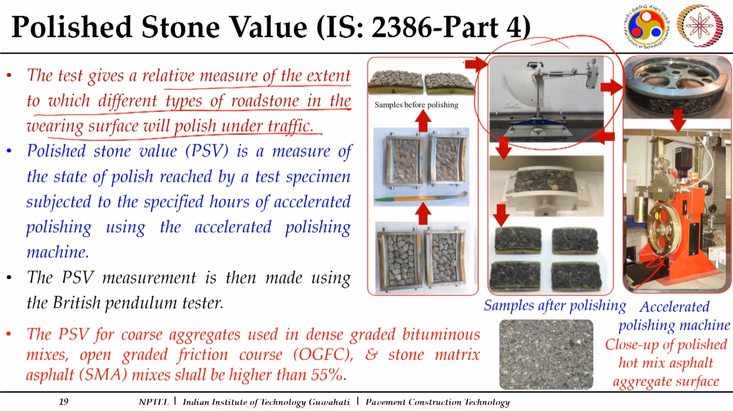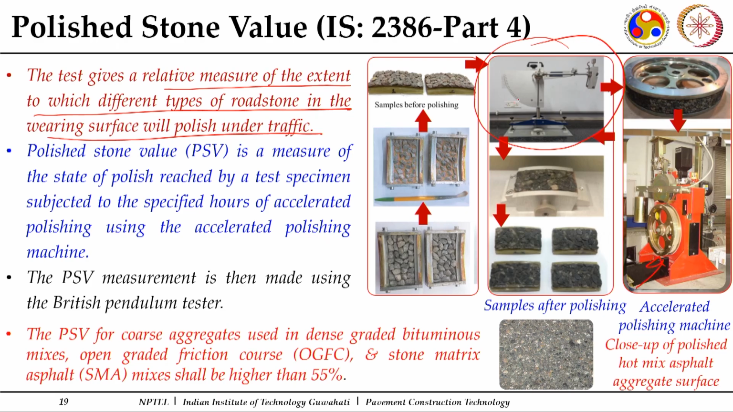This is one where a pendulum rubs over the surface of these aggregates, which are in an unpolished state and a polished state. If they don't get polished because of this action, then they will generate a good amount of friction. If they get highly polished, the friction generated is less.